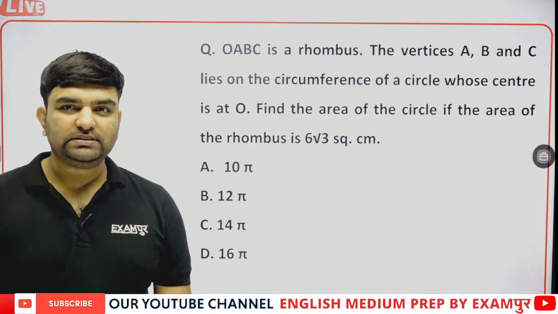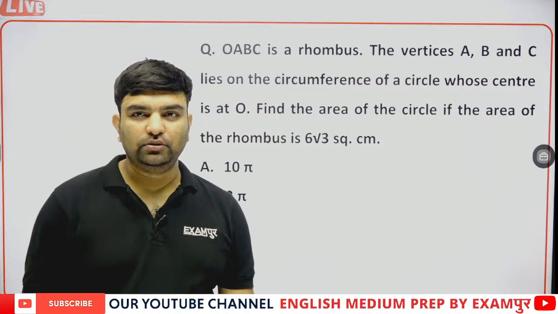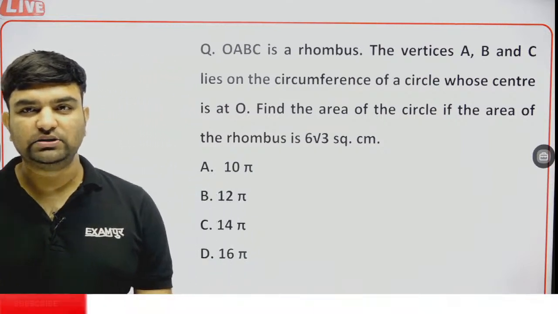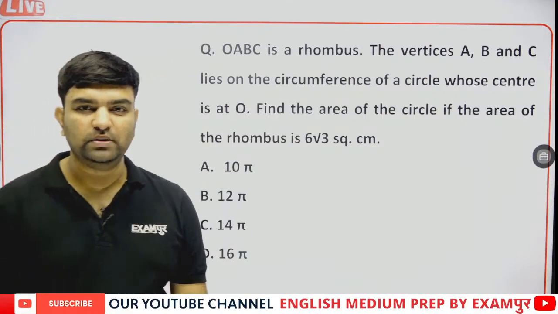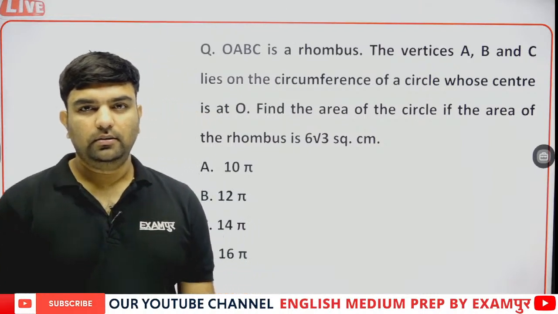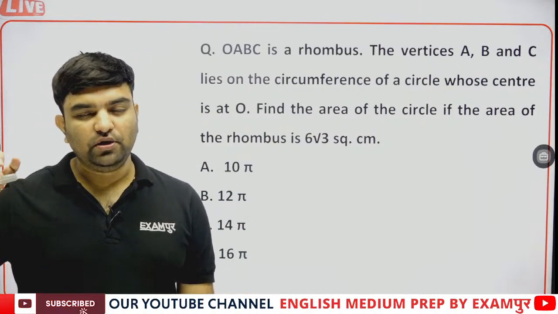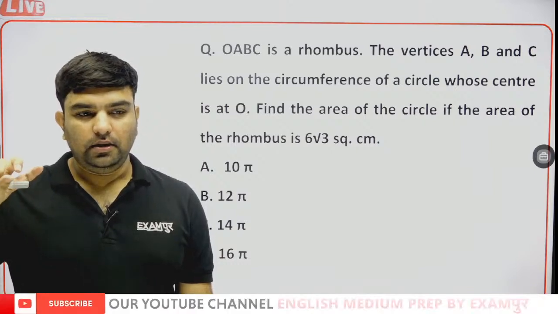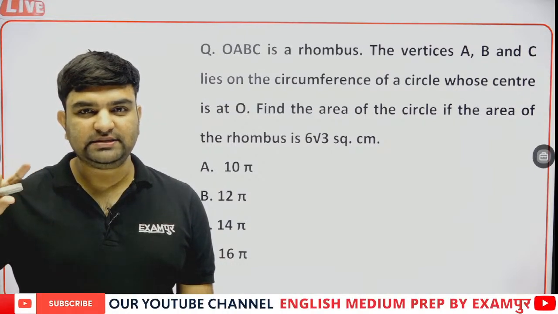OABC is a rhombus. The vertices A, B, C lie on the circumference of the circle whose center is O. Find the area of the circle if the area of the rhombus is known. A combination of rhombus and circle.